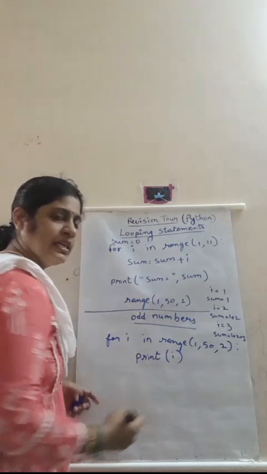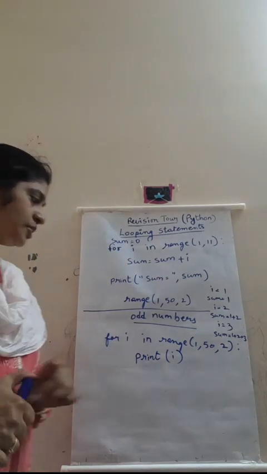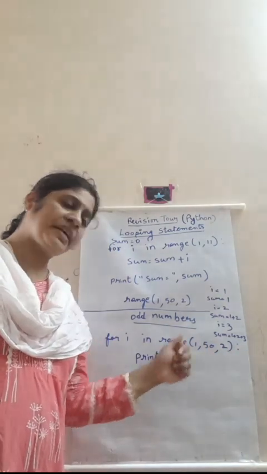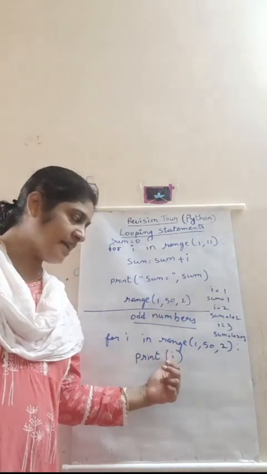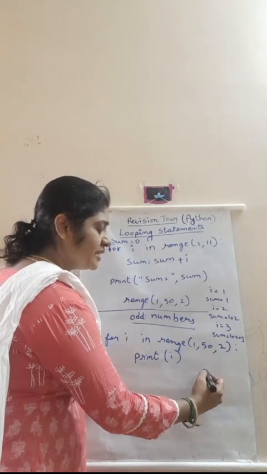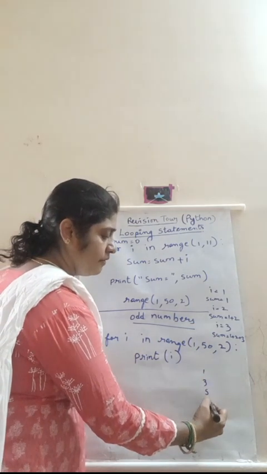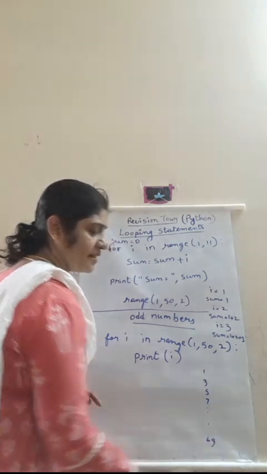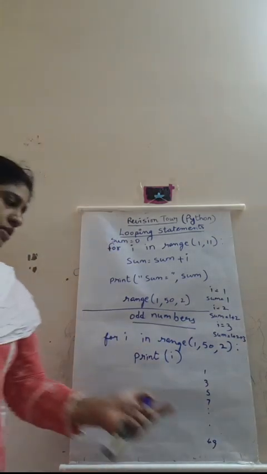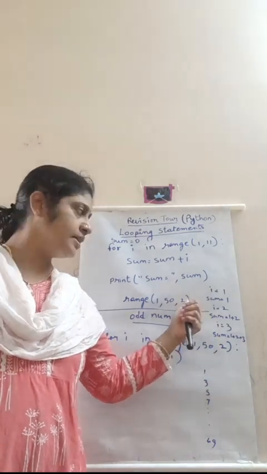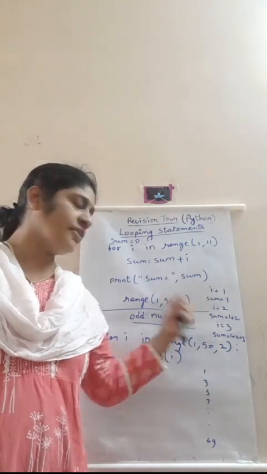It is simple. So it is going to display the first value of I as 1, then the second value it will increment by 2, and the second value of I is going to be 3, and then the output is going to be like this: 1, 3, 5, 7, and it will go up to 49. So this is how we use the step argument in range.